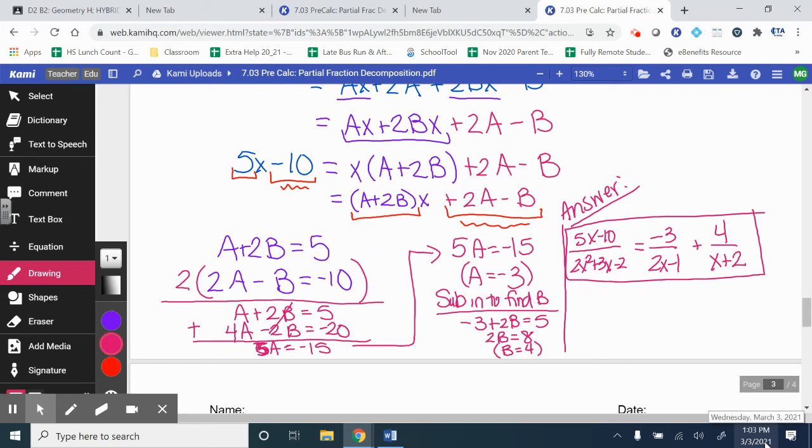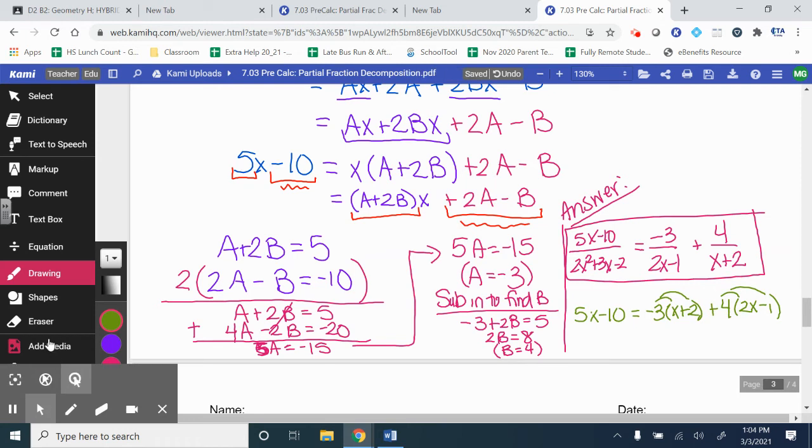Now you can also check that relatively quickly, not super quick though, by clearing out your fractions. We already factored this over here. So if you clear out all of your fractions, we'd get 5x minus 10. The 2x minus 1 would cancel, so you'd have negative 3 times x plus 2 plus 4 times your 2x minus 1. I just cleared out all my fractions, and I did all that in my head just now, so you might need to write that out. And then distribute into here to see if they combine.